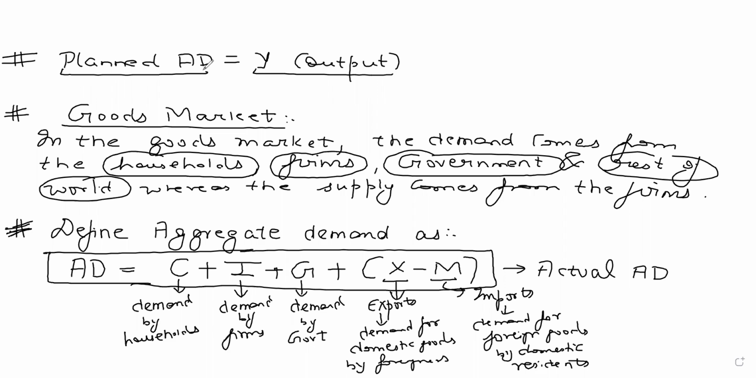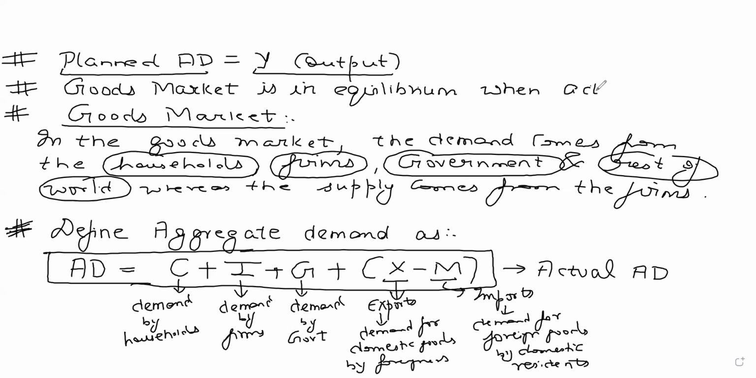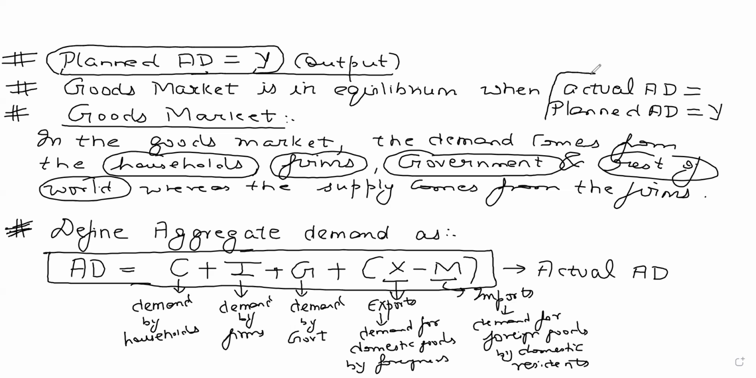Okay, now when is the goods market in equilibrium? We can write the next point. The goods market is in equilibrium when the actual aggregate demand is equal to the planned aggregate demand, where planned aggregate demand is equal to output. So this is the condition for the goods market to be in equilibrium.